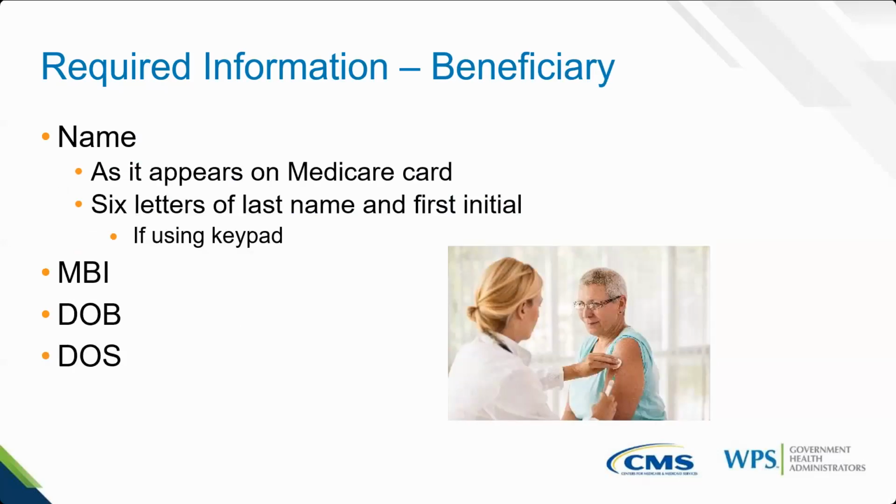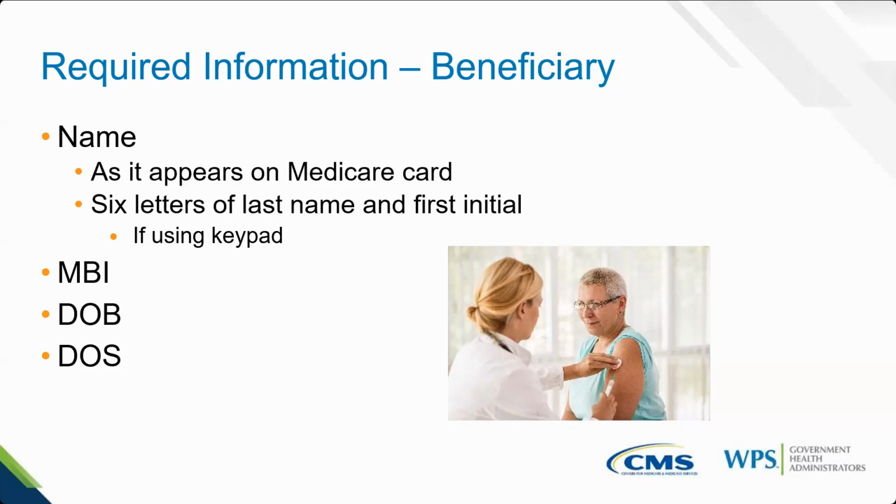Then on the flip side, for beneficiary information, these are the elements that are required for certain inquiries. You're going to need the beneficiary's name as it appears on their Medicare card. Now, this might be different than how they're registered in your billing system or what you actually call that patient when they come into your office. If it doesn't match what Social Security has, you're either going to get wrong information or it might come back and say it can't find anything.